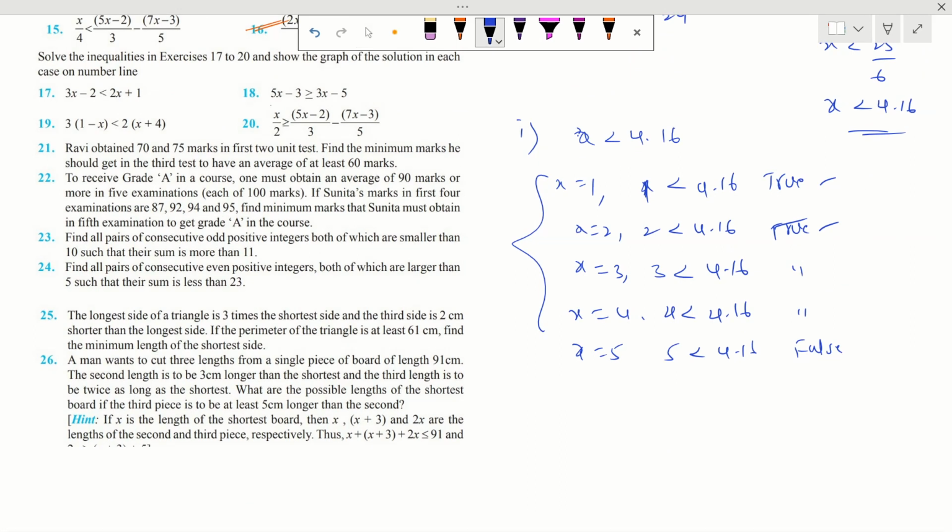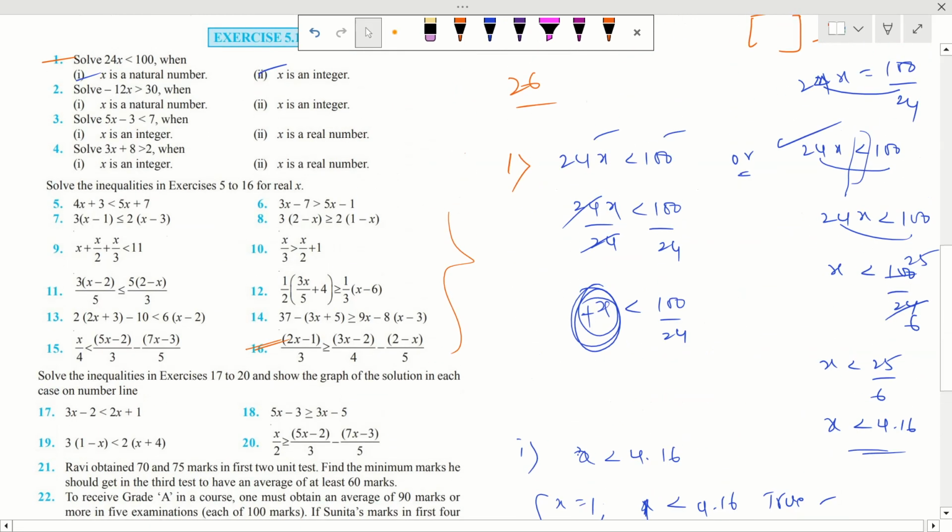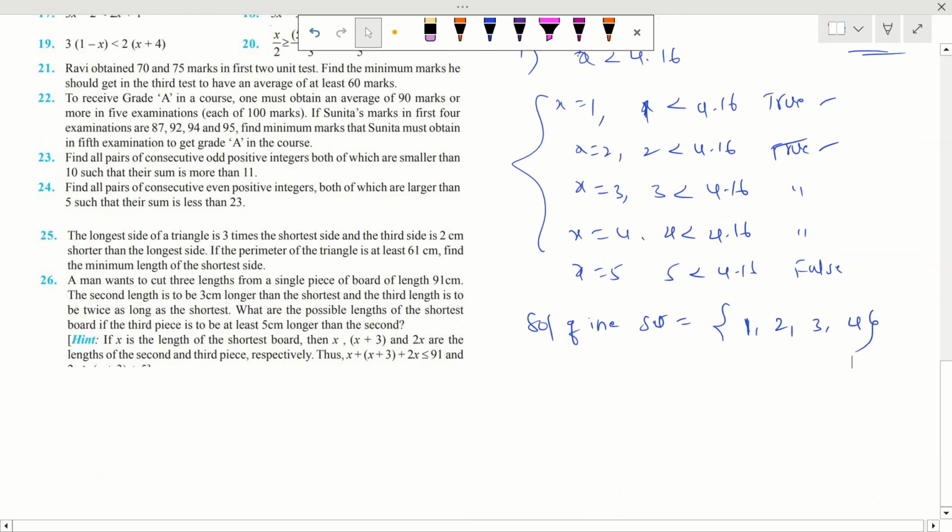And we can write here the solution of the inequality set. I have mentioned that natural numbers and integers will be written in a set, and real numbers will be written in an interval, right? So here 1, 2, 3, 4 is the solution of the first case. And the second case is given here, x is an integer.